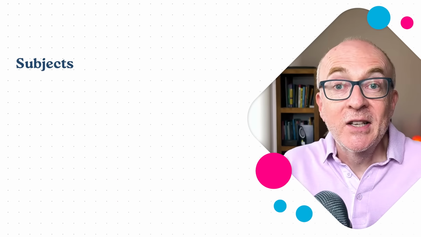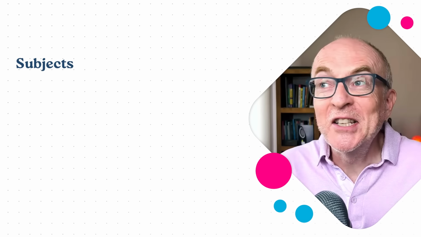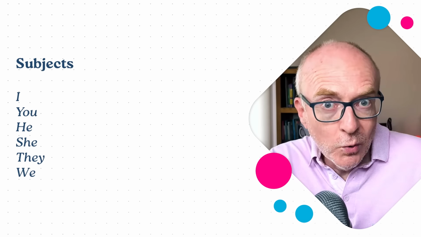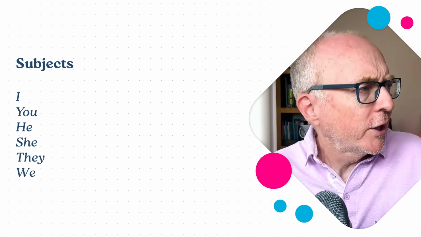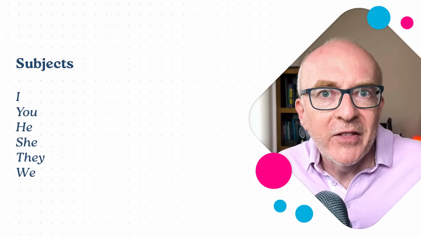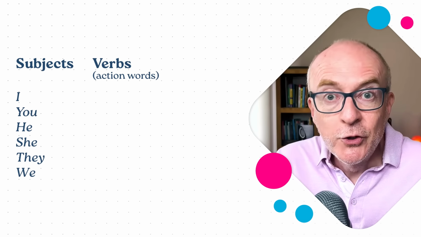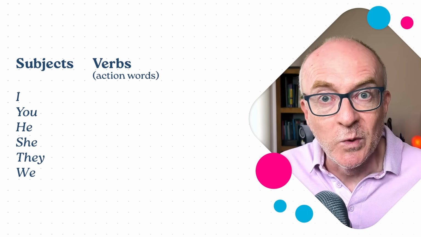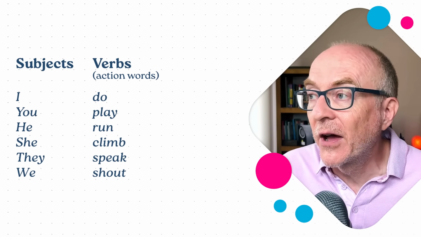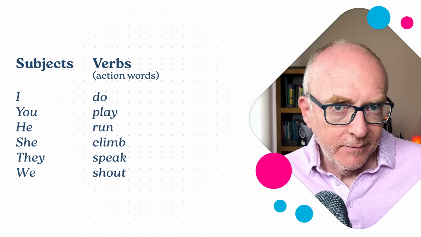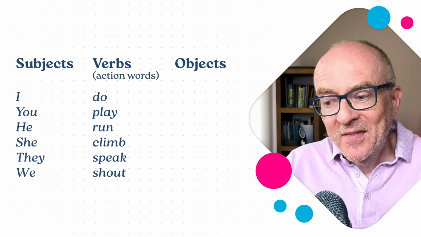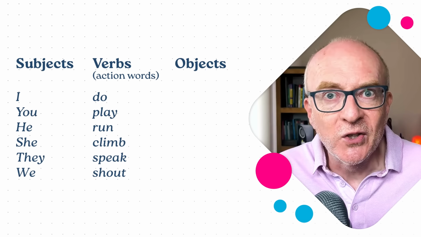Let's go into a bit more detail. So, basic word order, subject, verb, object. Subject, well, the king's subjects. It's the people. I, you, he, she, they're the subjects. The verbs are the doing words or the action words. Play, run, climb, speak, shout. And the objects are the things, the objects we do it to, right?